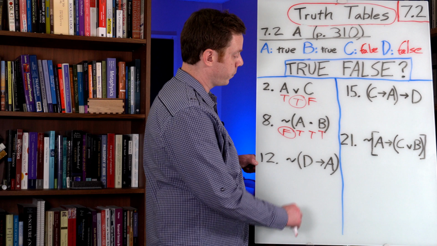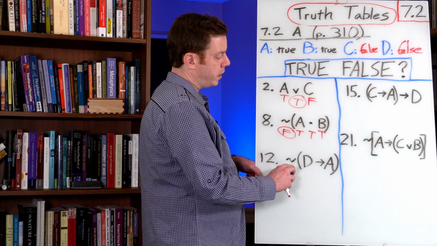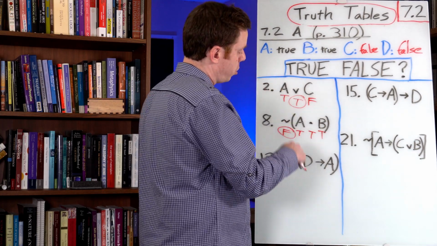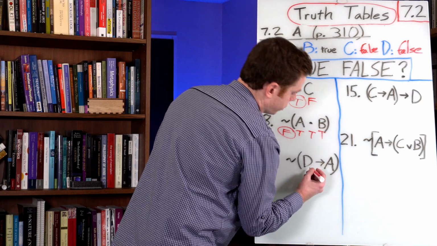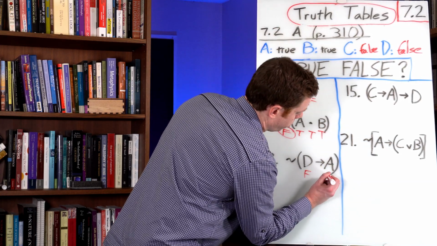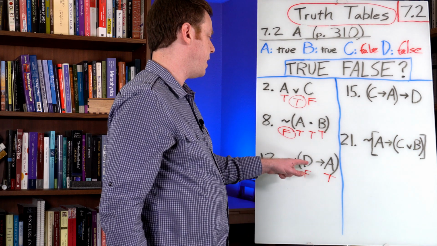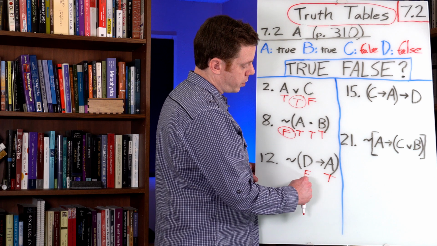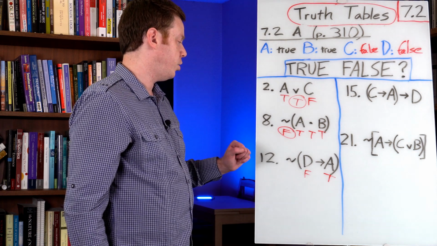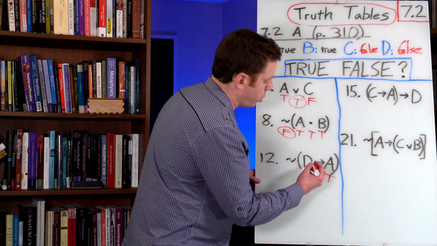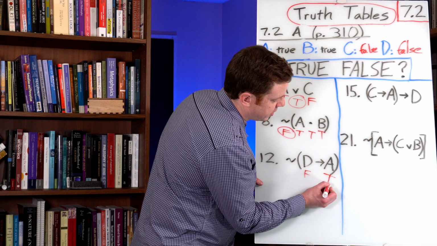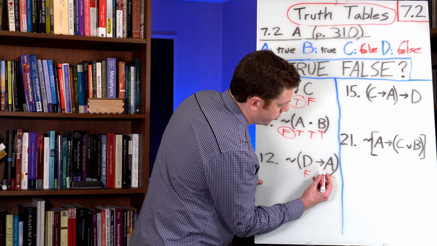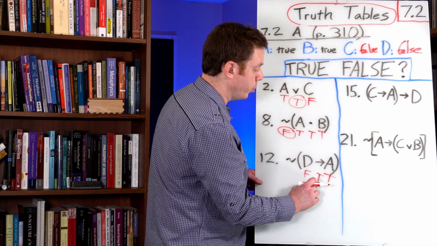Number 12. All right, we got another negation. This time, a negation of a conditional. So we know D is false, A is true. So what does that make this conditional? Well, there's no broken promise, right? It's like you didn't get the A, but then mom sent the box of cookies anyway. So she didn't break her promise. So no broken promise, so this conditional is true.